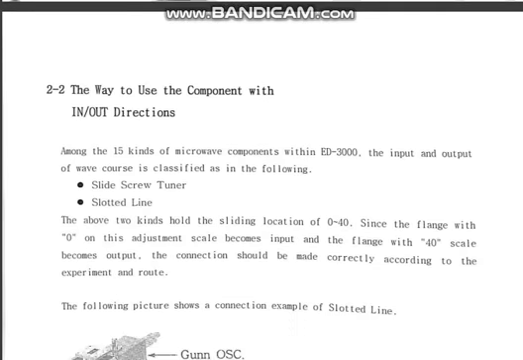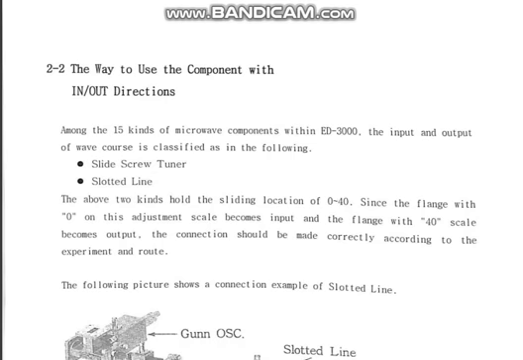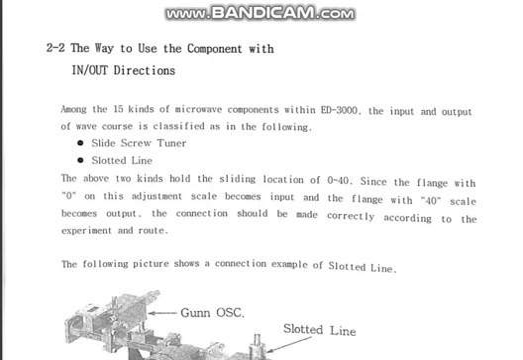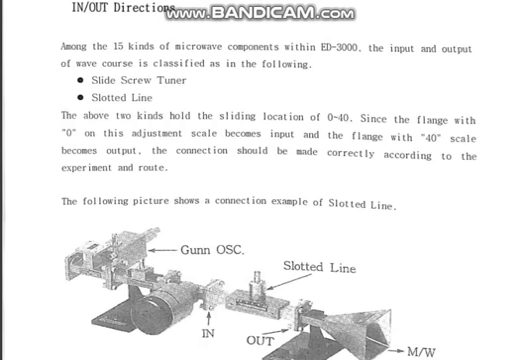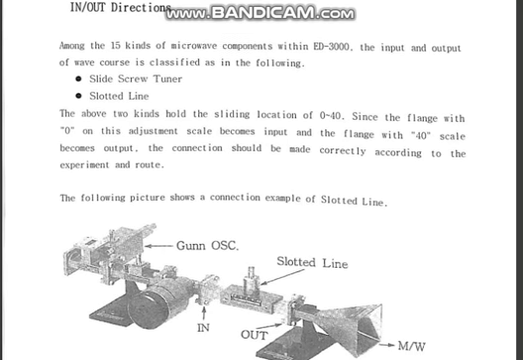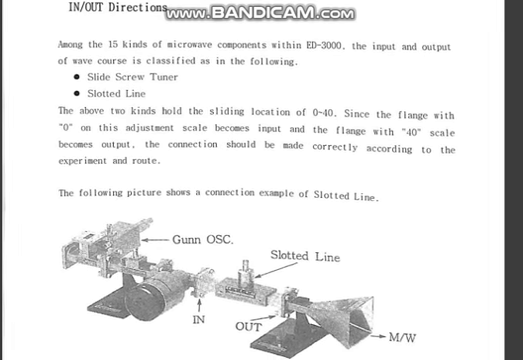Now there are some in and out components, and how the directions can be made through them. First of all, you can see the experimental setup of microwave waveguide components, among the 15 kinds of microwave components within the ED3000, that is our kit that we have to use here while measuring the microwave outputs and inputs.